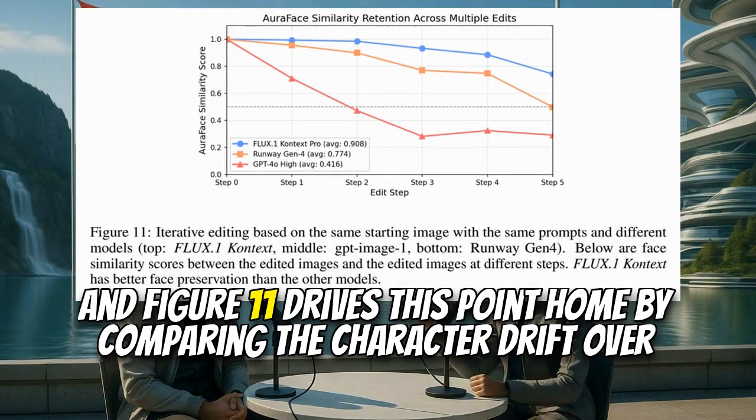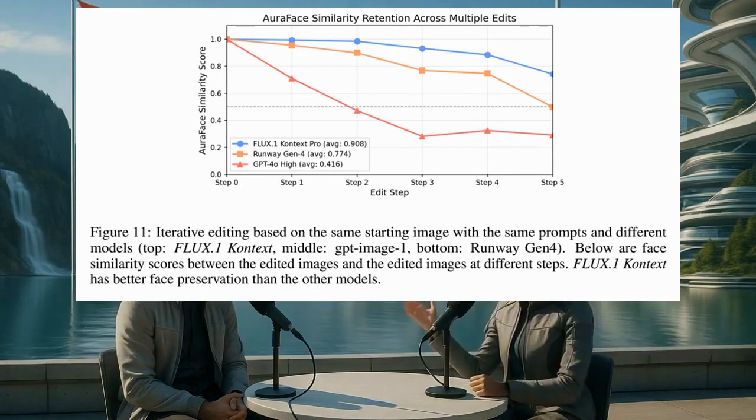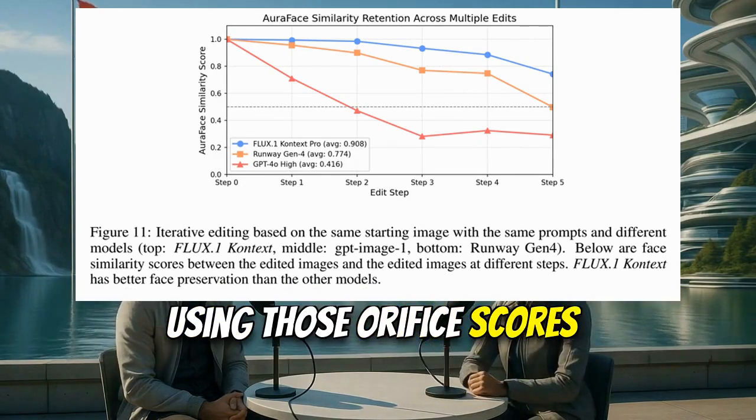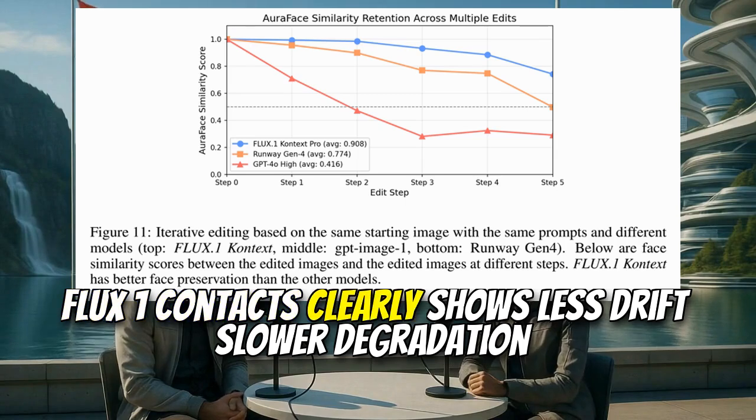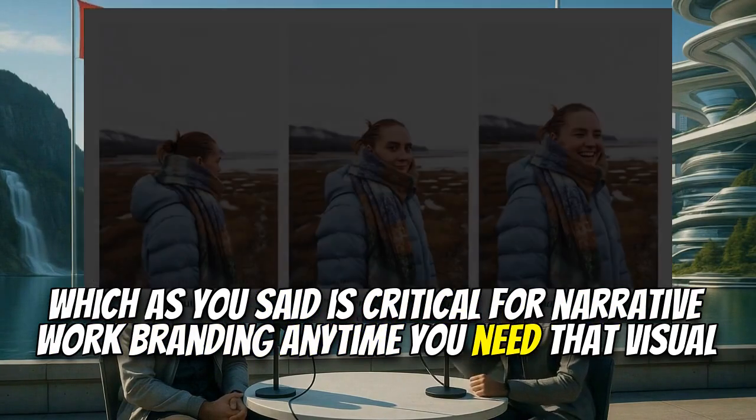Totally. And Figure 11 drives this point home by comparing the character drift over multiple turns against other models like GPT-4's image generation and Runway's Gen 2 using those Auraface scores. FLUX.1 Kontext clearly shows less drift, slower degradation. Which, as you said, is critical for narrative work, branding, anytime you need that visual continuity.